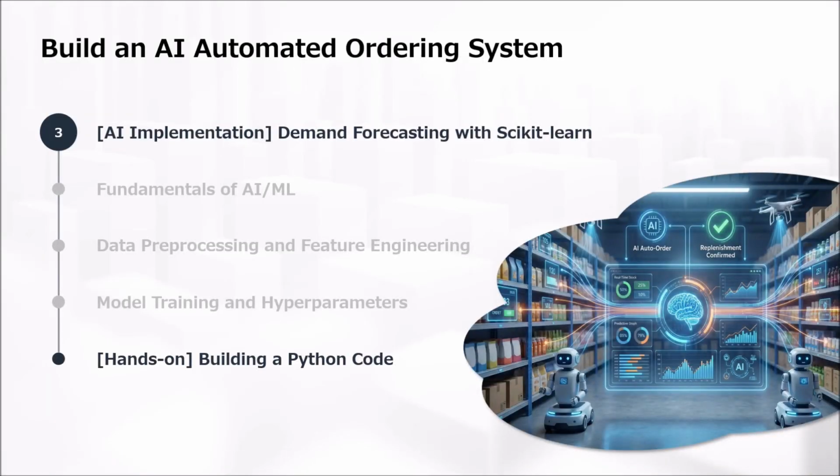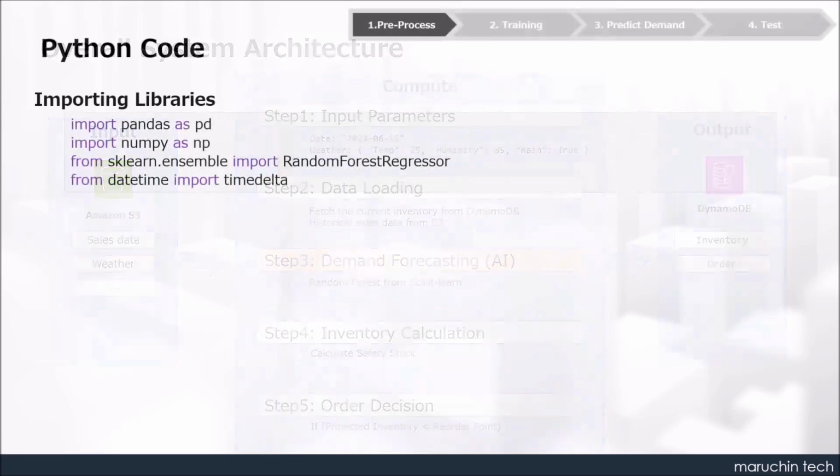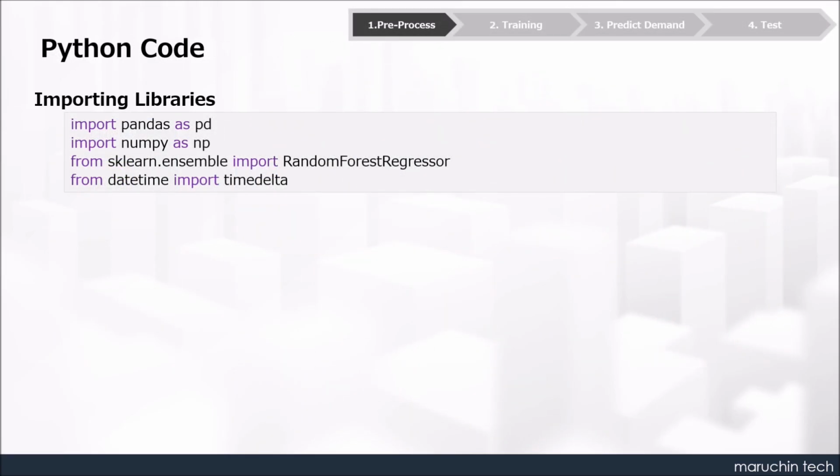Now, let's walk through the actual code implementation. This code represents the compute component we discussed earlier in the system architecture. Here, we will execute the demand forecasting logic, which corresponds to step 3 of our workflow. First, we import the necessary libraries, and we will use pandas, numpy, and scikit-learn. In Python, it is common practice to alias library names to keep the code concise, and for example, we import pandas as pd.